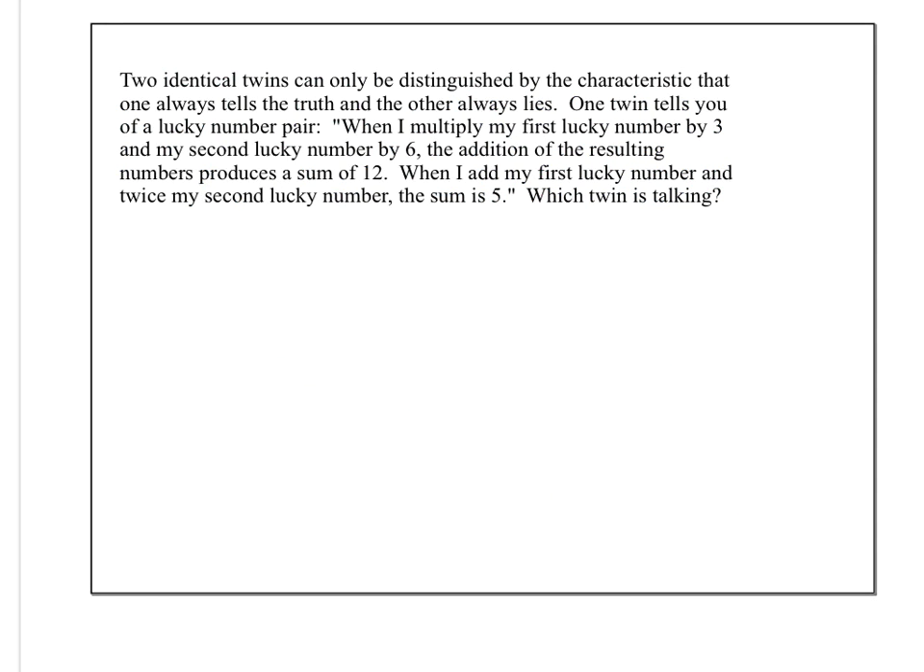Okay, two identical twins can only be distinguished by the characteristic that one always tells the truth and the other always lies. One twin tells you of a lucky number pair. When I multiply my first lucky number by 3 and my second lucky number by 6, the addition of the resulting numbers produces a sum of 12. When I add my first lucky number and twice my second lucky number, the sum is 5. So which twin is talking?